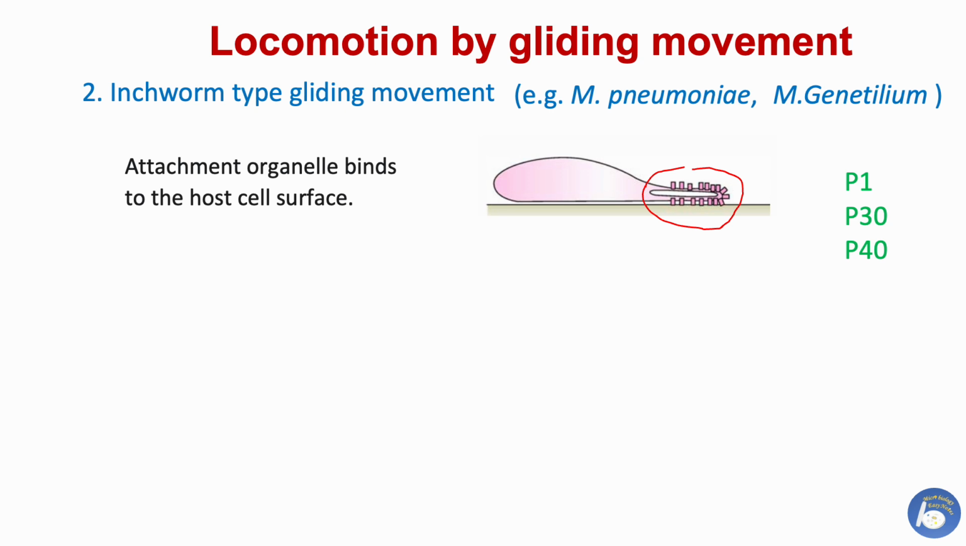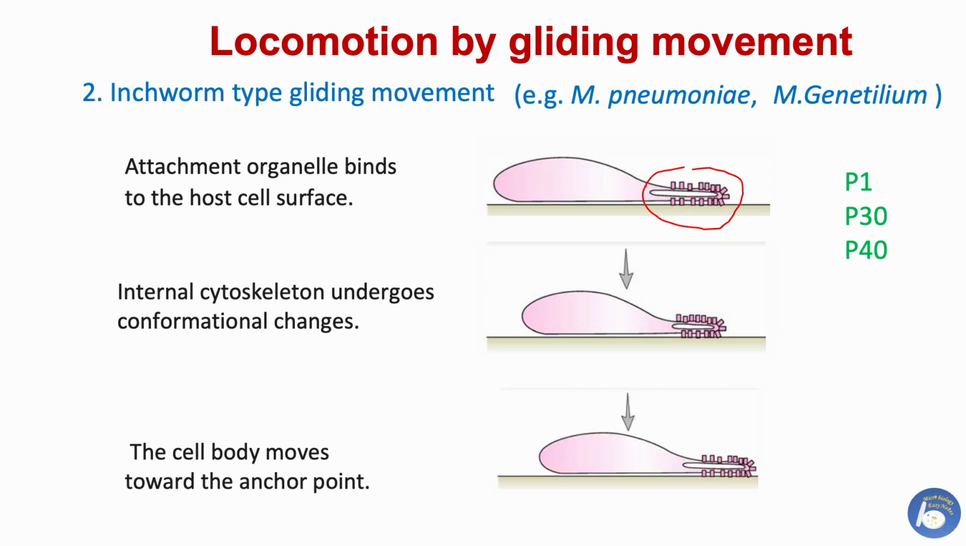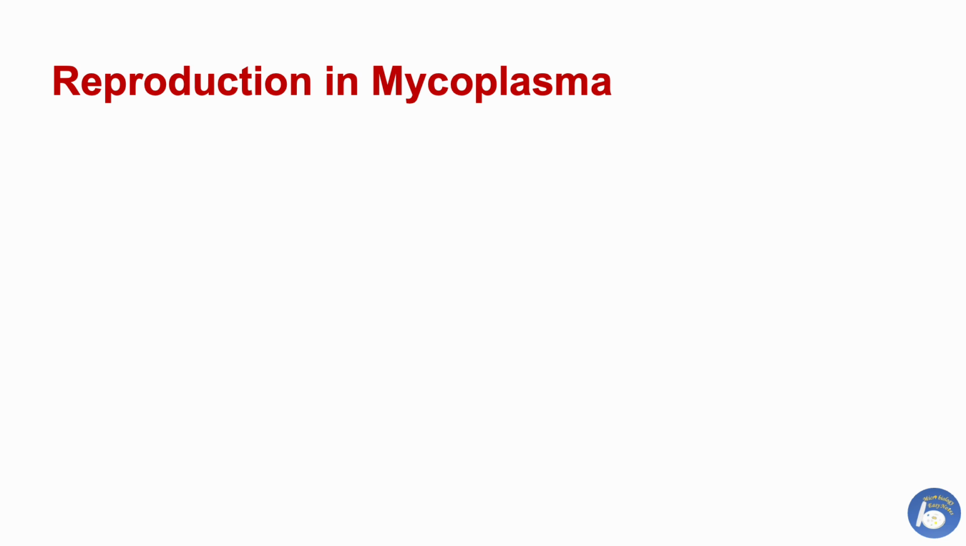At first, the tip of the attachment organelle binds strongly to the host cell surface. Then, the internal cytoskeleton undergoes conformational changes. After that, the cell pushes the attachment organelle forward, anchors it, and then pulls the rest of the cell body toward the anchor point. This movement is more like an inchworm or a crawling motion, and is highly directional, thus known as the inching model.